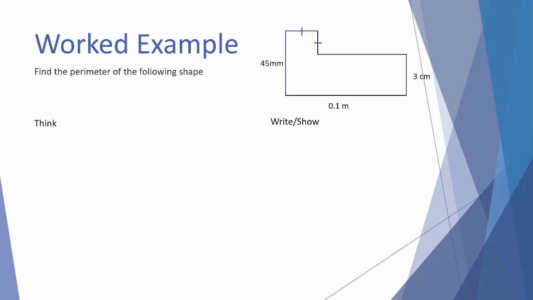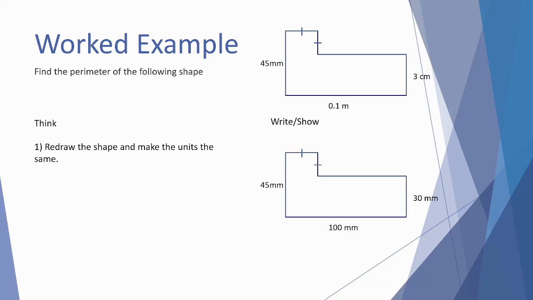Now I've got on my left-hand side my thinking, and my right-hand side is what I would do in my book to show my teacher that I understand this question. So the first thing that I would do is I would redraw the shape and make sure that all the units are the same. So here I've redrawn my shape. I've made sure that all the units were in millimeters because that way I didn't have to worry about any decimal points.